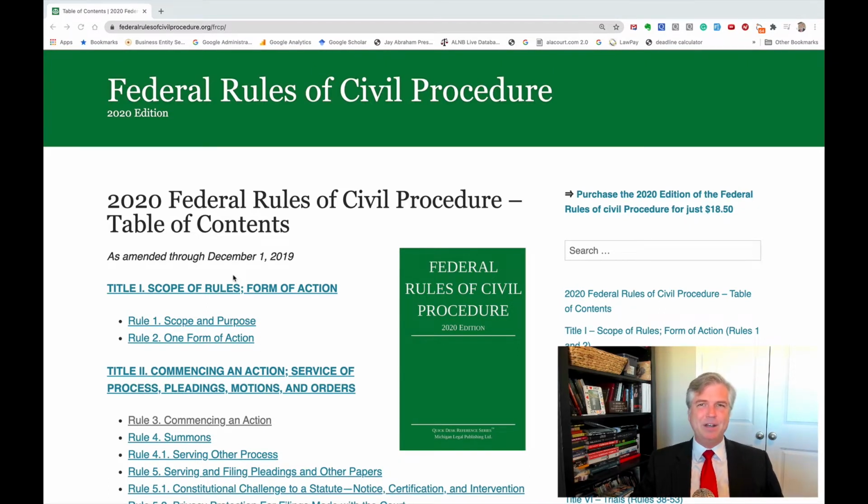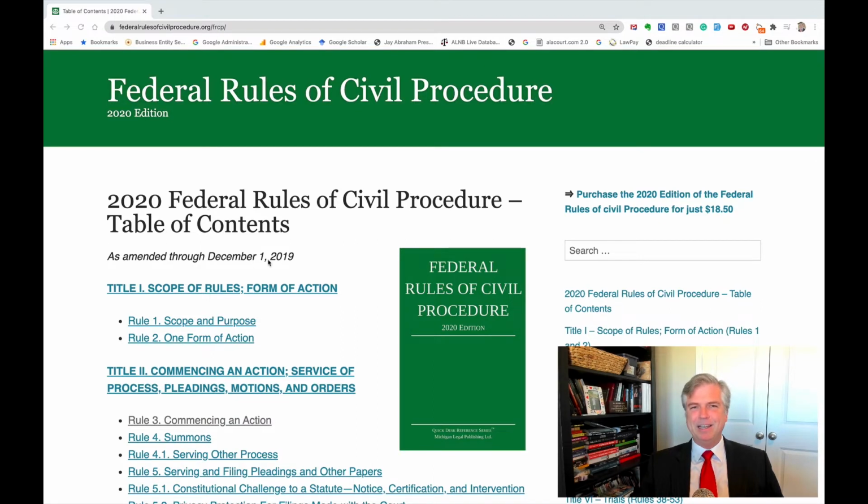And they can have different numbering systems, but the most common is to basically track these federal rules. And that's what we do in Alabama. And in most states, I think that's true. So you can look at these, and this is federalrulesofcivilprocedure.org. It's a pretty good website, right?